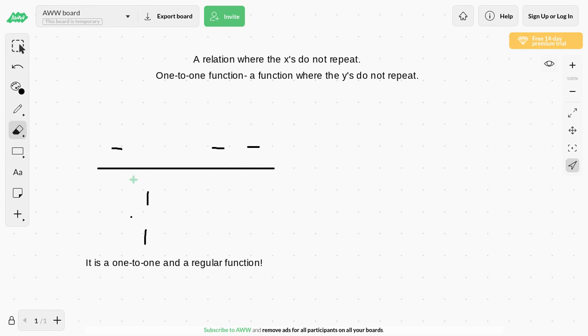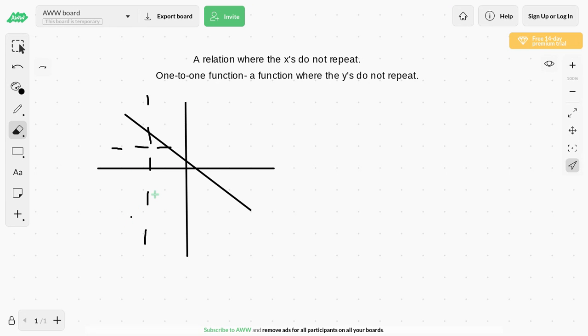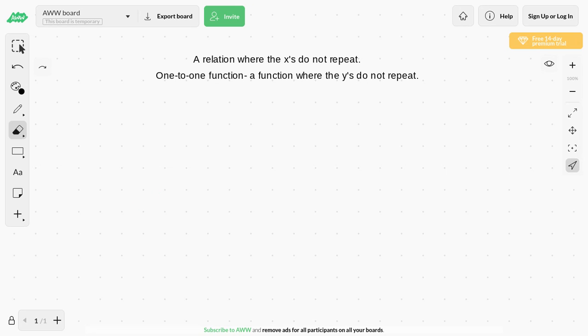Now let me get rid of all this. Okay, there we go. That's all gone.